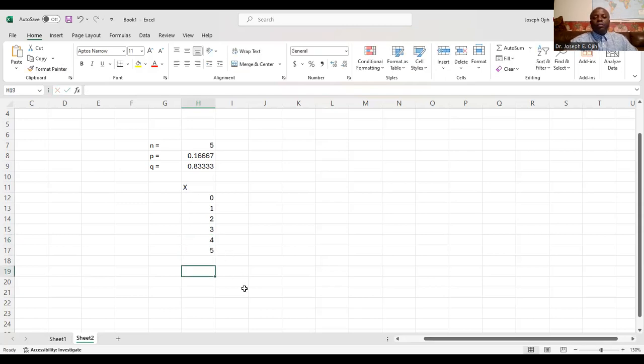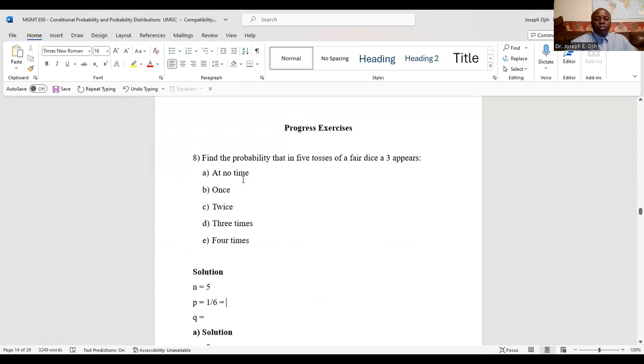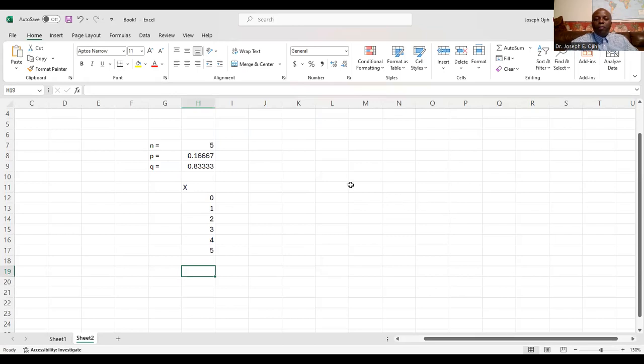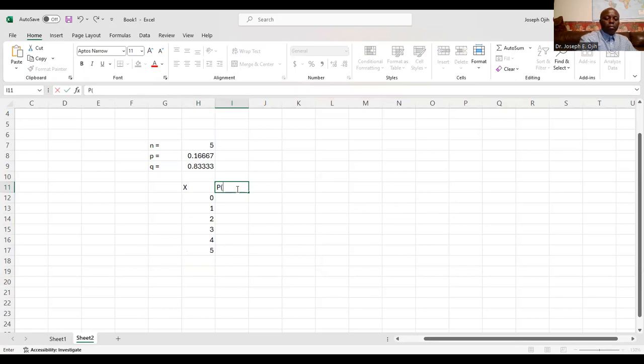5 times. Let me check it again. 5 times, right? At no time, once, twice, 3 times, 4 times, 5 times. Nothing wrong with that. So we can now get our Excel formula in for binomial, and then put these numbers. These are the required probabilities, P(x). Are you ready for us to do it?